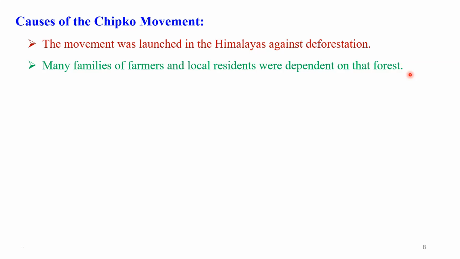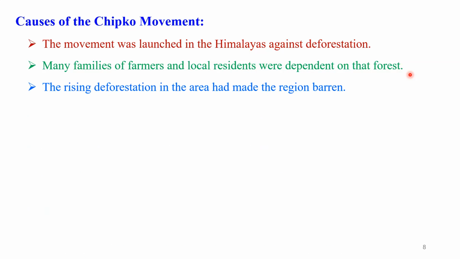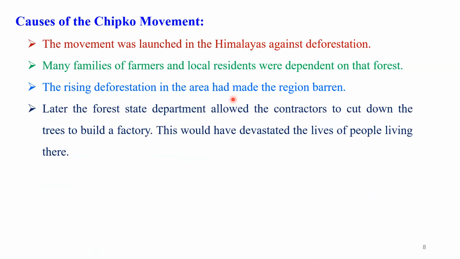But when the government started the deforestation process in that area, the people were not satisfied and did not agree with the decision. To protect their forests, they started this movement against the government and the local contractor who started the deforestation in that area. Dear student, you know that the rising deforestation had made the region barren. That was the main reason.